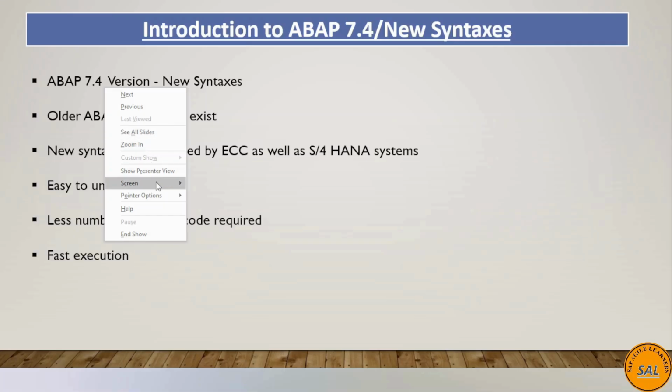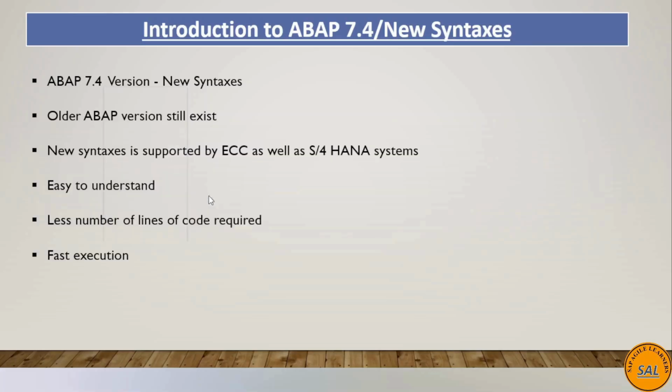So let me just quickly take a pointer here. Yeah. So ABAP 7.4 new syntaxes you can use easily, and the older ABAP version will still exist there. And new syntaxes are supported by your ECC and even your S4HANA as well. So you don't need to worry about whatever system you're working on. The only thing is your SAP version in your ECC should be higher than this, right?